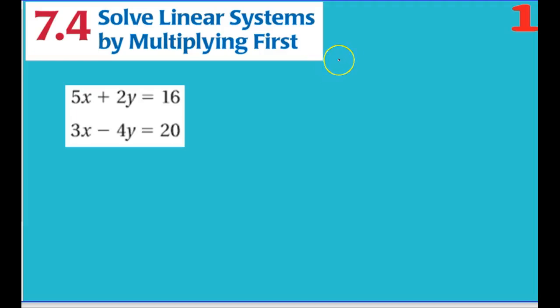Good morning, everybody, and welcome to our last lesson in Chapter 7. We are solving linear systems again, and just like last time, we're solving them using elimination.